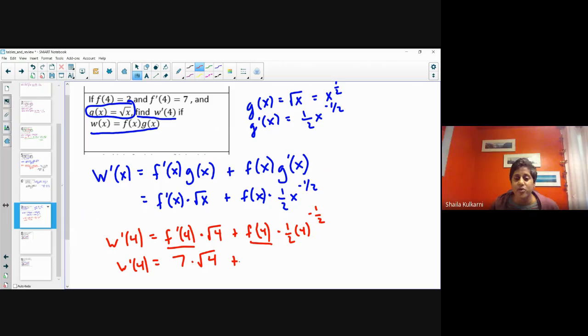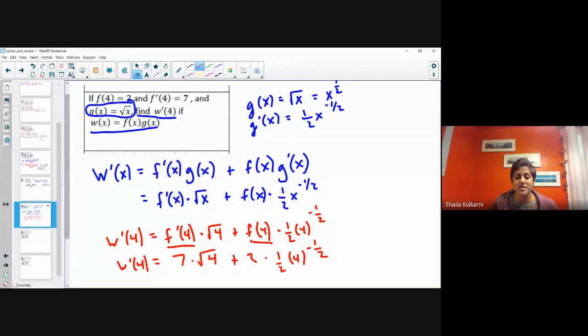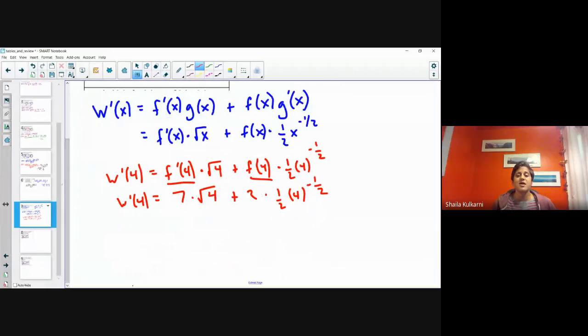And then I have f of 4, which is 2 times 1/2 4 to the -1/2. And now I can stop, ladies and gentlemen. Isn't that amazing? I can just stop right there if it's free response. If it's a multiple choice problem, I have to keep going.